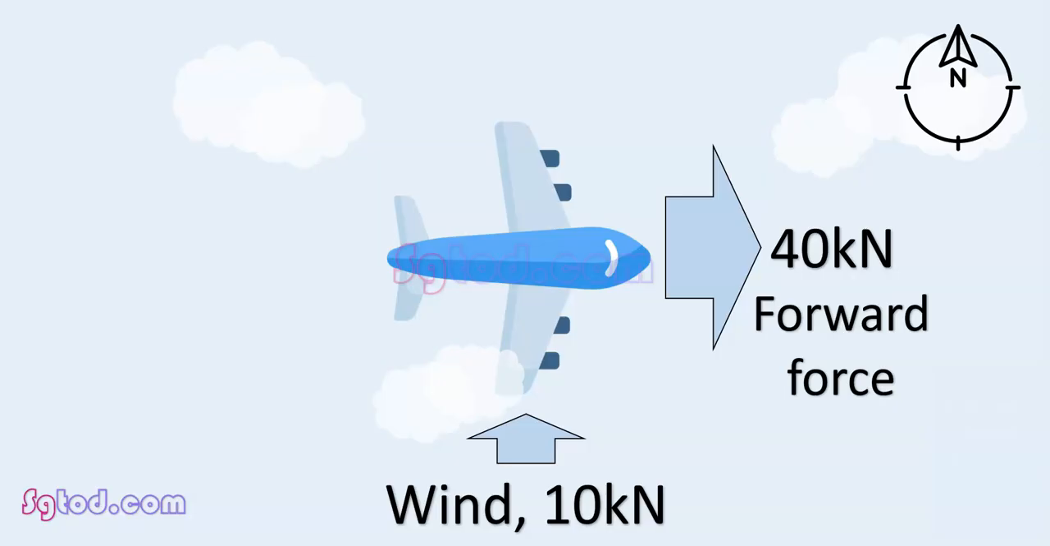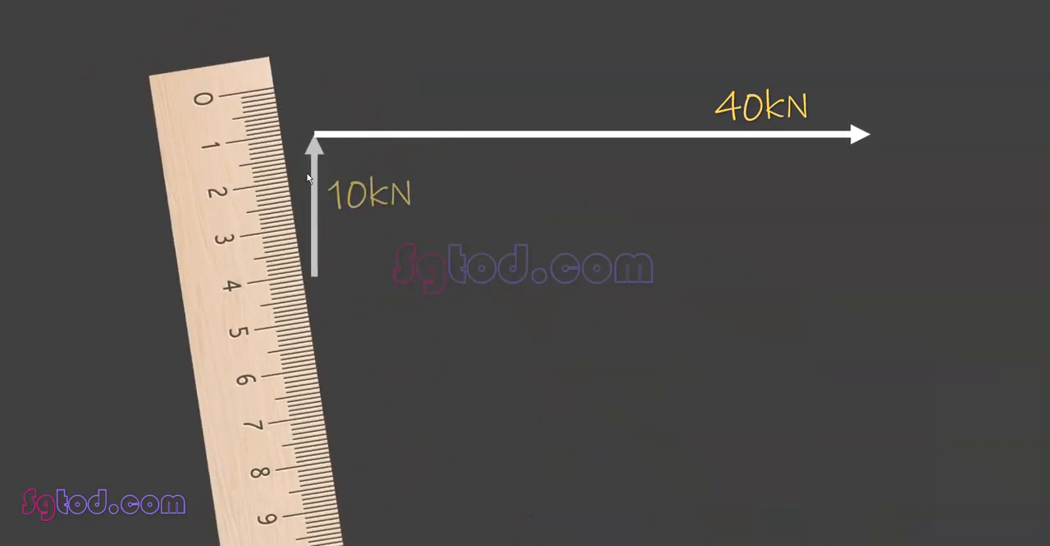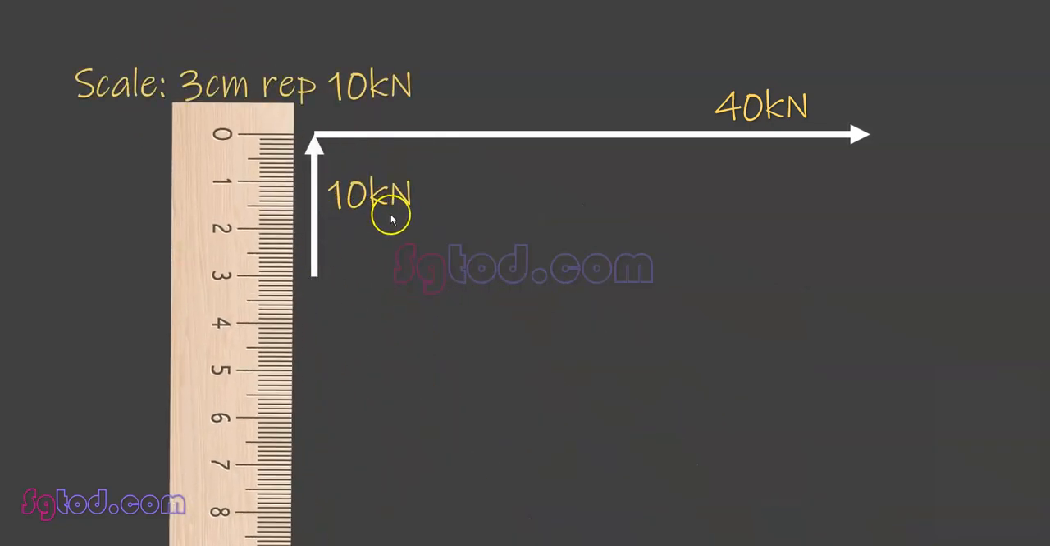Let's find out how. Consider an airplane flying eastward with a forward thrust of 40 kN. The wind produces a force of 10 kN towards the north. To find the resultant force, we can use a scale of 3 cm to represent 10 kN and use arrows to represent the force of the aeroplane pointing eastward. This means that the 40 kN of the aeroplane is represented by a length of 12 cm. Then we do likewise for the force of the wind, 10 kN pointing northward.